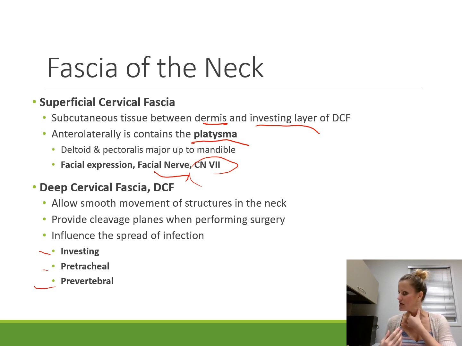doing things like turning the head or swallowing, where there's a lot of movement involved. All of the structures that are running through the neck can then kind of move and slide alongside each other without causing too much force or damage. They also provide cleavage planes when performing surgery, and they do influence the spread of infection. So as we look through each of these layers, we'll talk a little bit about how it is that they influence the way that an infection will spread or the way that they prevent the spread of infection.